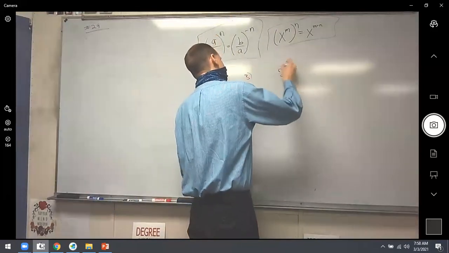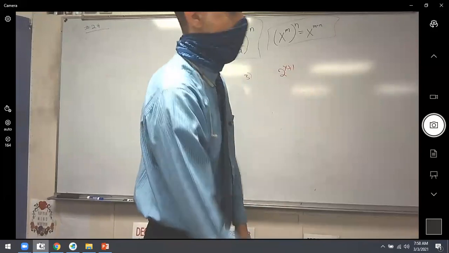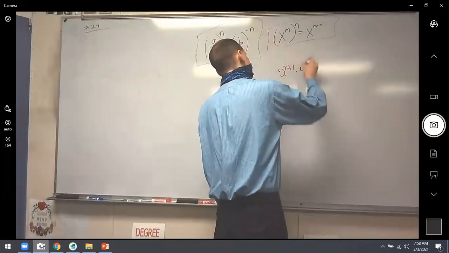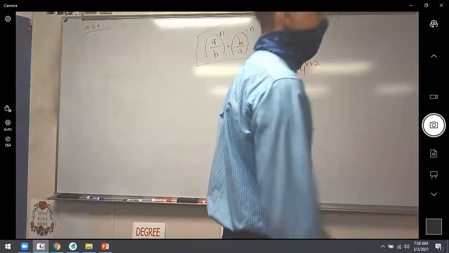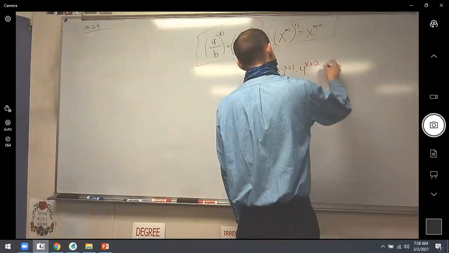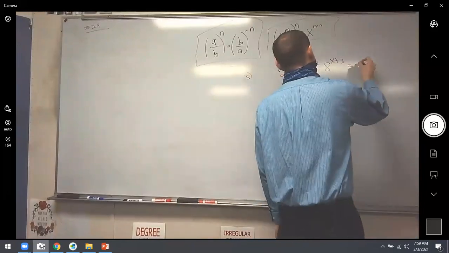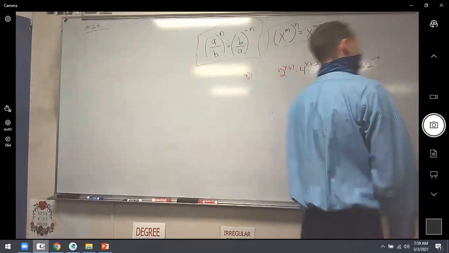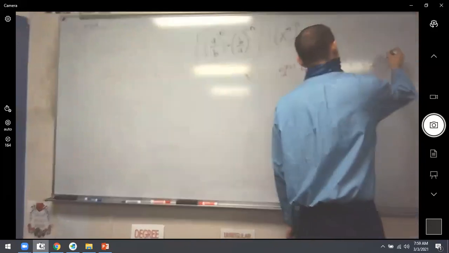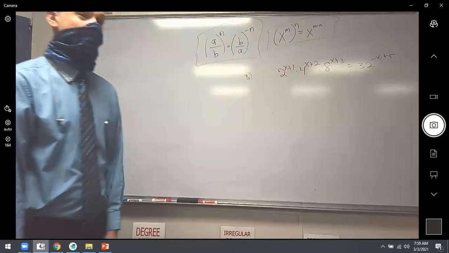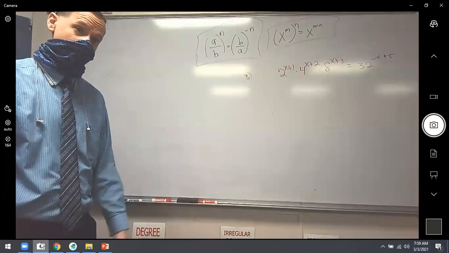All right, now number 3 looks long. It's not that bad. Starts off as 2 to the x plus 1 times 4 to the x plus 2 times 8 to the x plus 3. And apparently this whole thing is equal to 32 to the negative x plus 5. Oh my gosh, there's so many exponentials. What do? We got to break them all down into the same base.